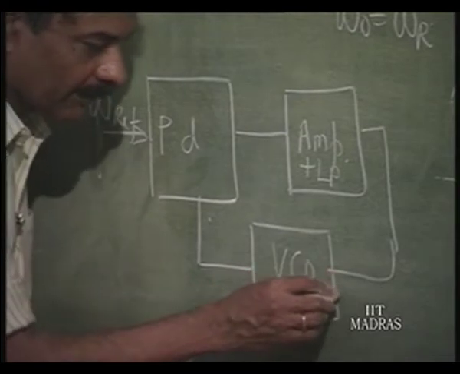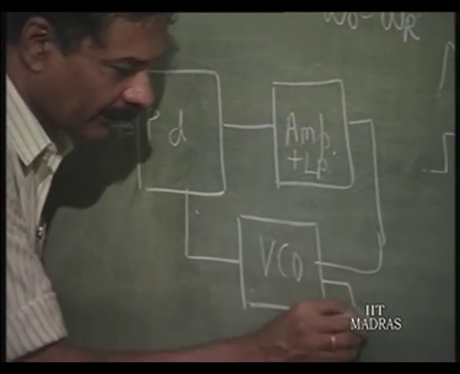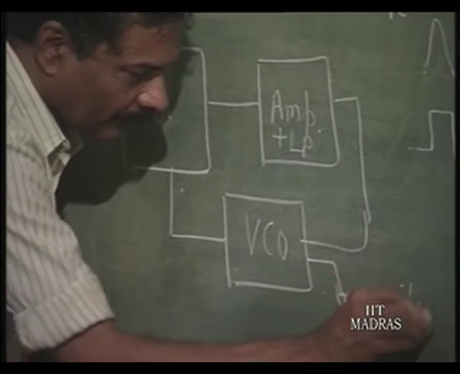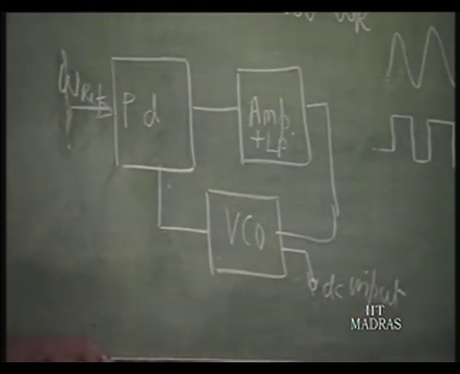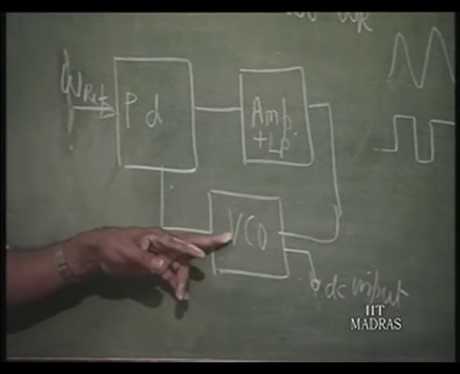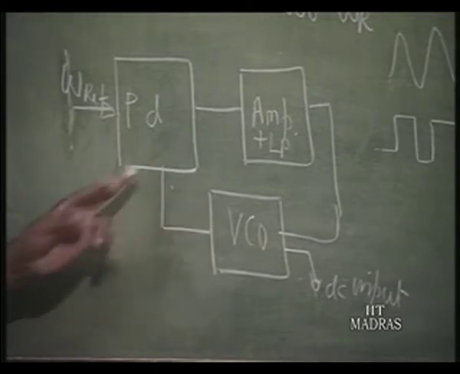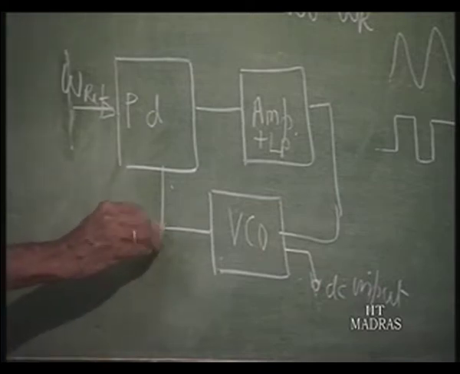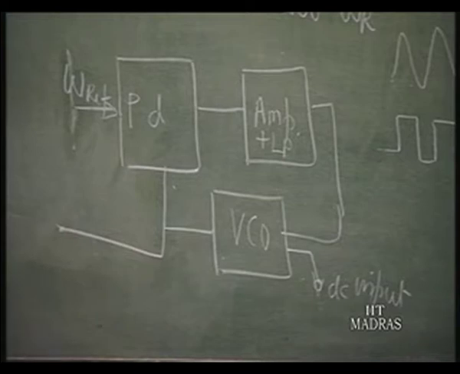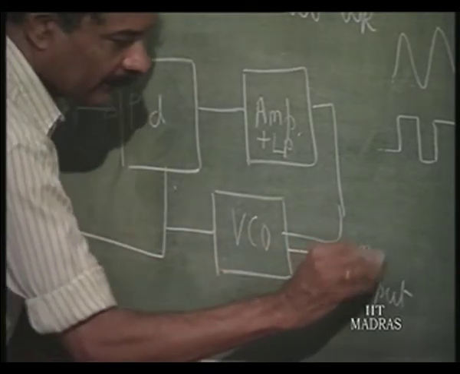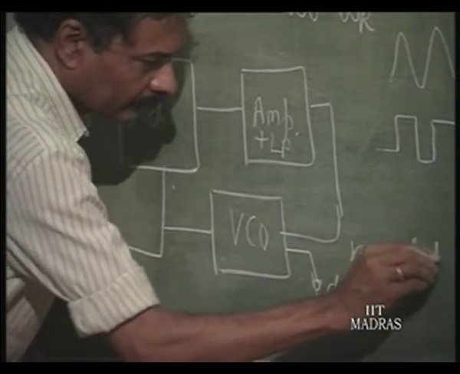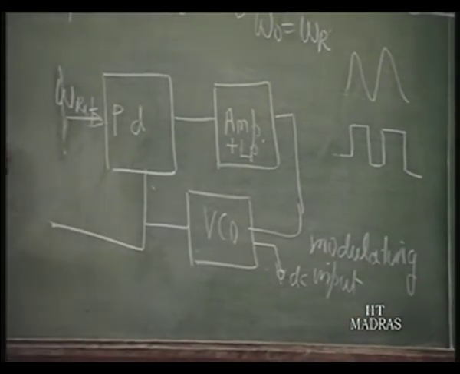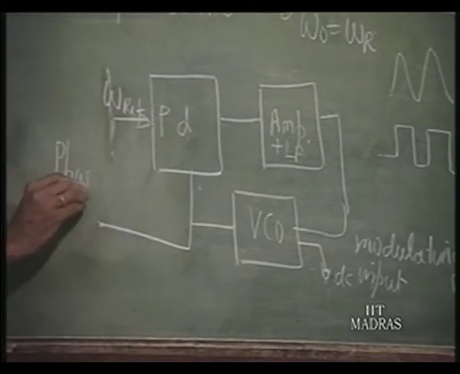Therefore, let us have a means of changing the V naught. So, a DC input here is applied so that the VCO free running frequency is changed. Then the phase shift of this will change, but the frequency will remain constant. So, if you take the output here, when this is the modulating DC input, the output will be exactly phase modulated output.